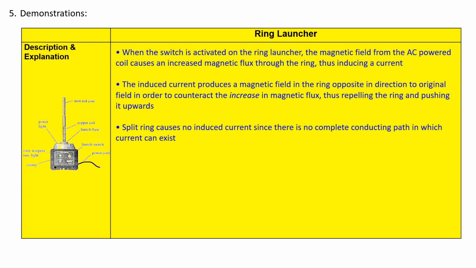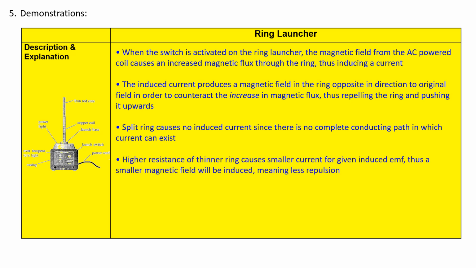As a follow-up, you'll notice that when we looked at the split ring, a split ring cannot cause any induced current because there is no complete conducting path in which the current can exist. So for the case of the split ring, it didn't get launched anywhere. And you also see that the higher resistance of the thinner ring causes a smaller current for a given induced EMF. Thus a smaller magnetic field will be induced, meaning less repulsion and ultimately less ring height.